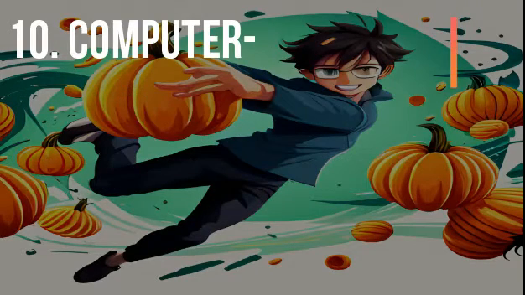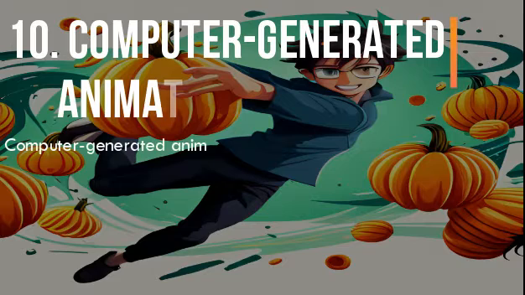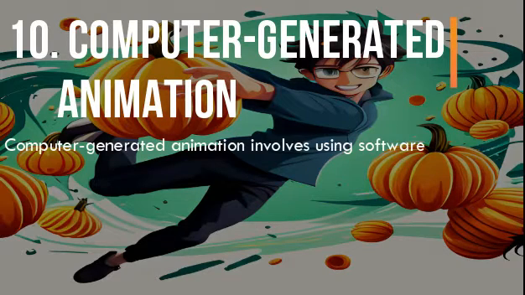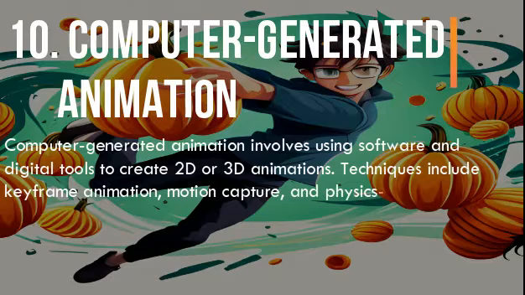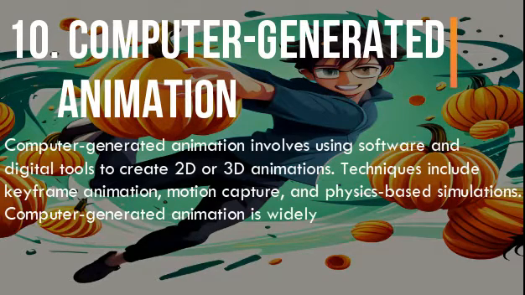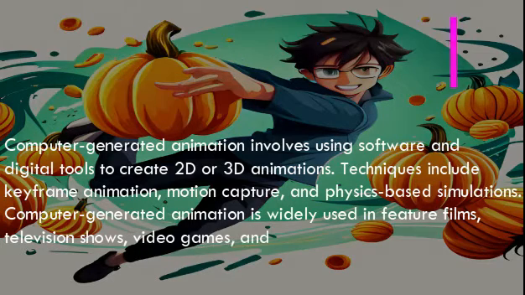10. Computer-generated animation. Computer-generated animation involves using software and digital tools to create 2D or 3D animations. Techniques include keyframe animation, motion capture, and physics-based simulations. Computer-generated animation is widely used in feature films, television shows, video games, and other media.